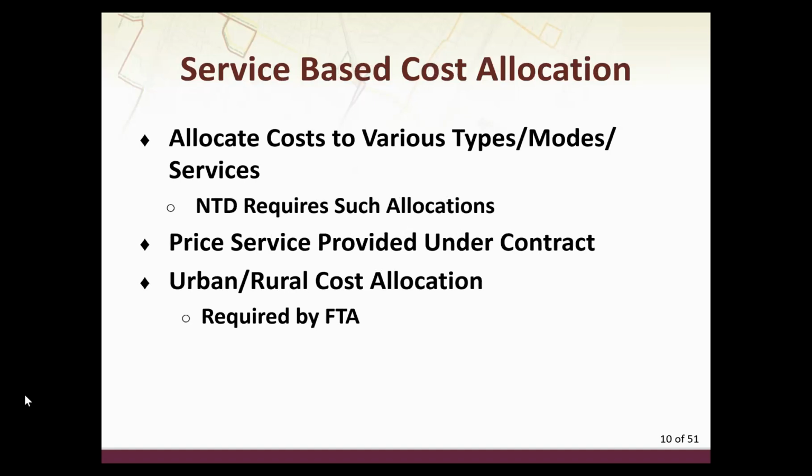Now that we've given a very quick and high-level overview of financial-based cost allocation, we also, in particular in transit, are confronted with a number of problematic issues that fall under the category of service-based cost allocation strategies. For example, if we are a transit agency that provides fixed route service, by law, the ADA requires us to also operate complementary paratransit services.